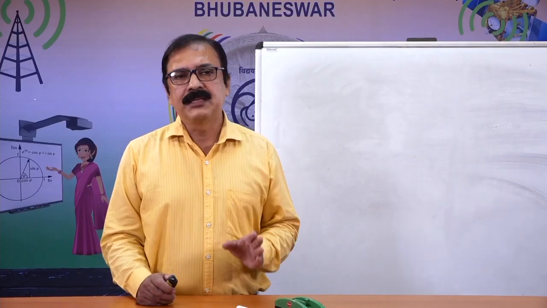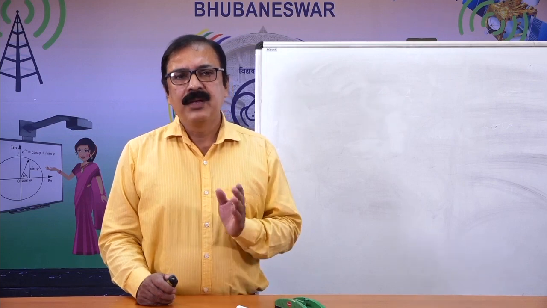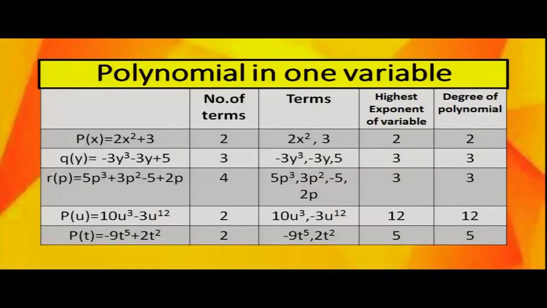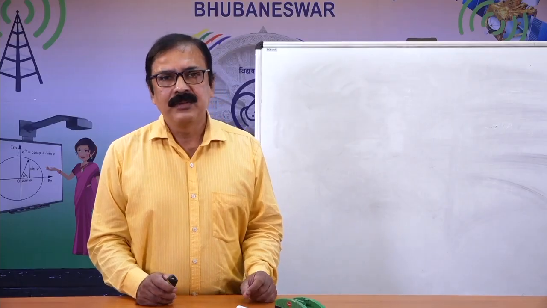In all these cases, we have only one variable. In the first one, the only variable is x. In the second one, again one variable, that is y. In the third one, the variable is only p, in p(u) the variable is u, and in p(t) the variable is t. So these are called polynomials in one variable.